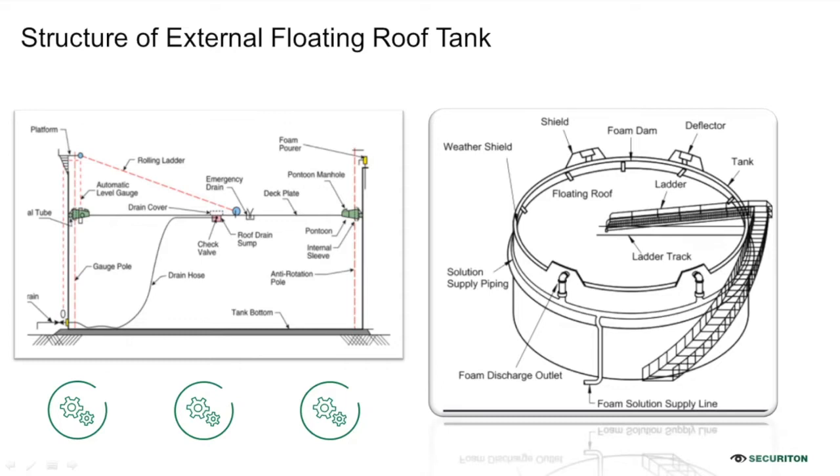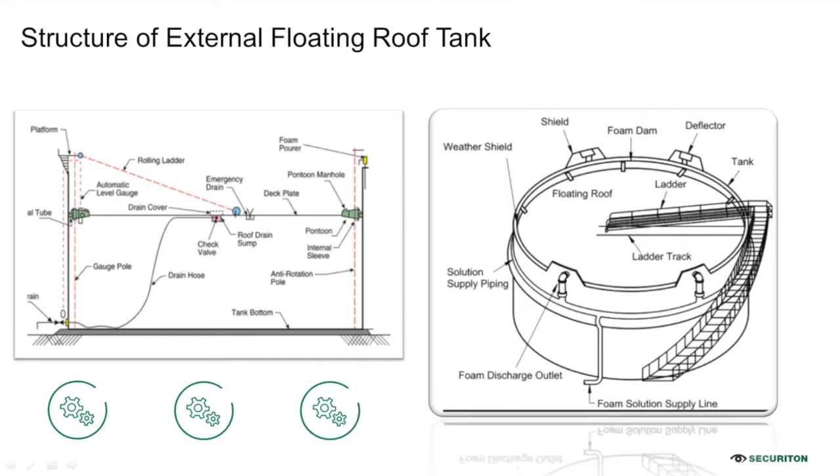On your left, you can see a side view of the platform and the rolling ladder, which actually moves, and the extra cabling needed so that it works according to the movement up as well as down when people are putting crude oil inside this roof tank.